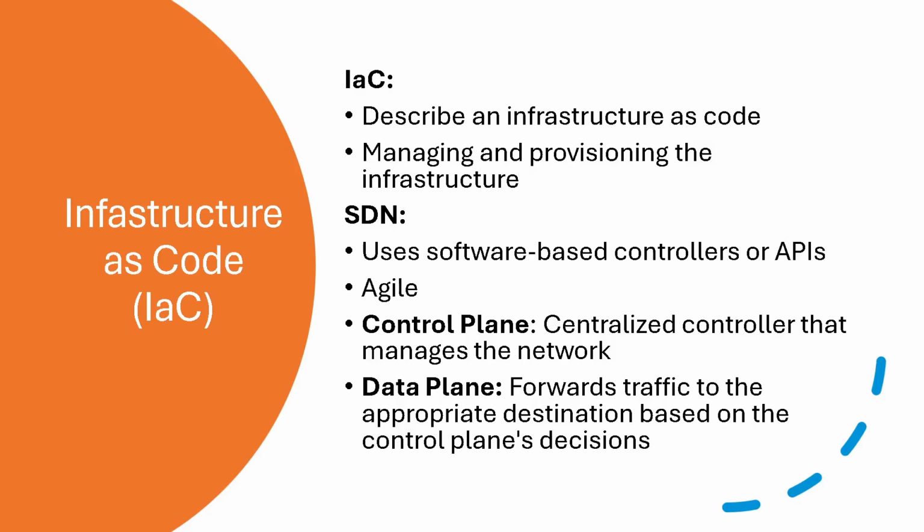Infrastructure as Code, or IaC. IaC is a key practice in modern cloud and DevOps environments, allowing for the management and provisioning of computing infrastructure through machine readable definition files.